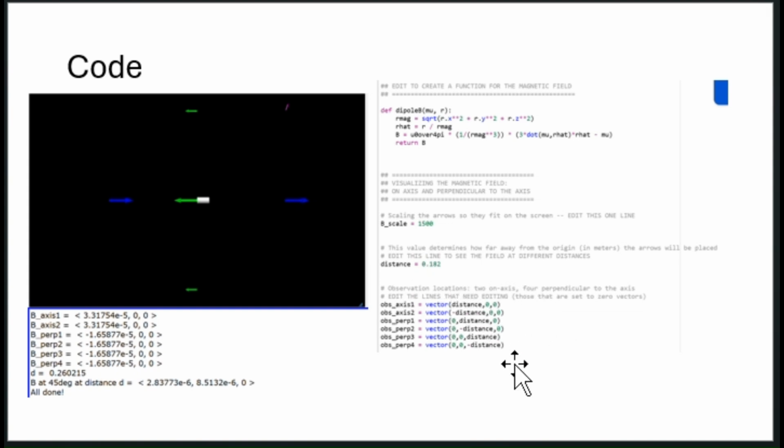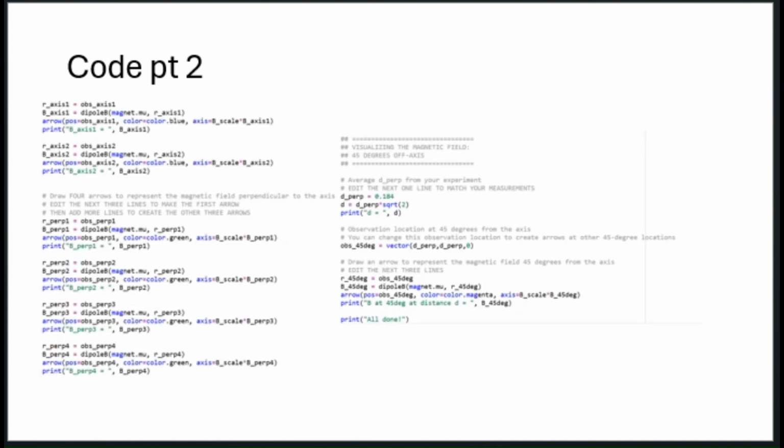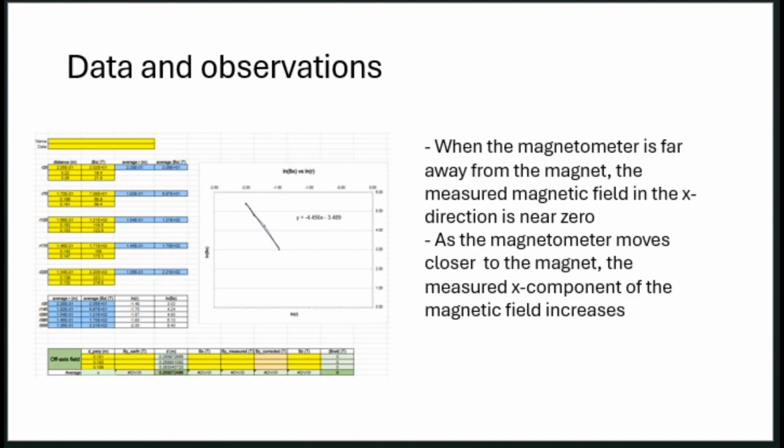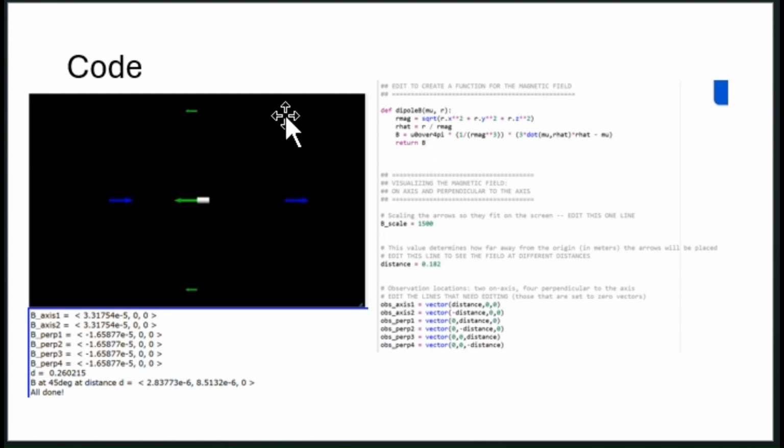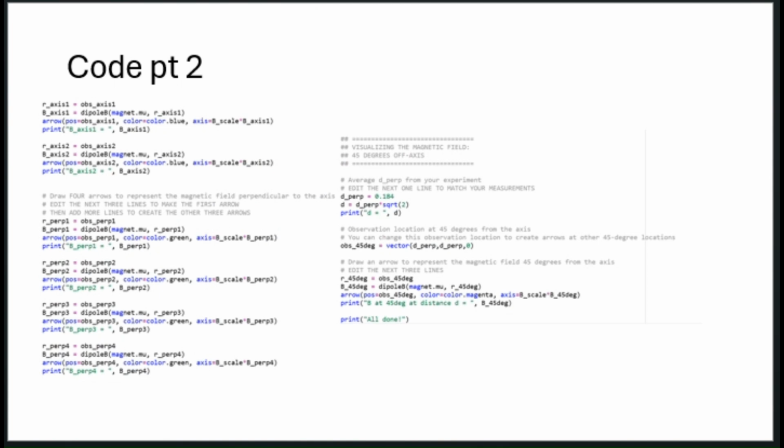And so then we edit the observation locations for on axis, and then we create the arrows to represent magnetic fields. And then for this part, the average Z-perp from our experiment, we use these values here, and when you average them, you get 0.184. And then we created the observation location at 45 degrees from the axis, and then an arrow to represent the magnetic field at 45 degrees. And you can see how this is a lot smaller compared to the others.